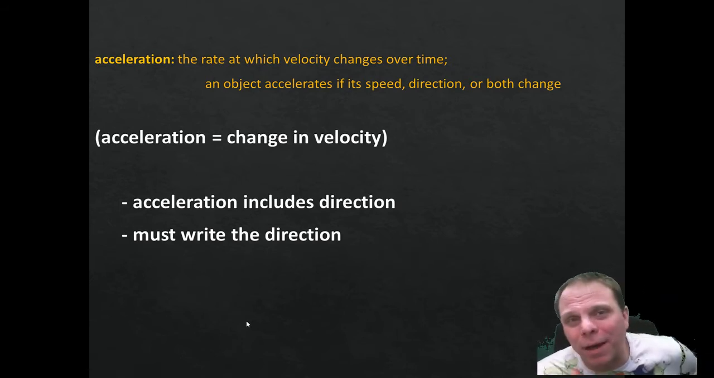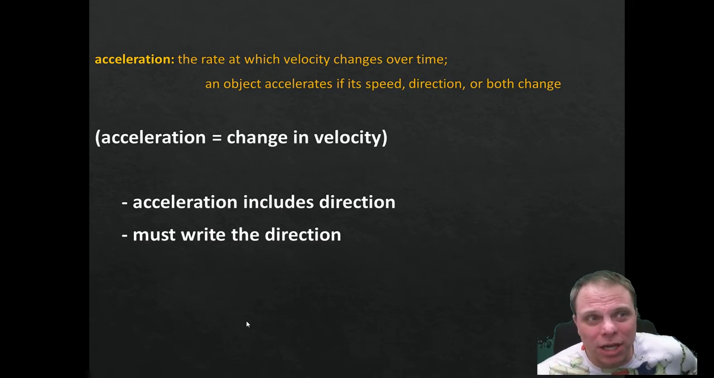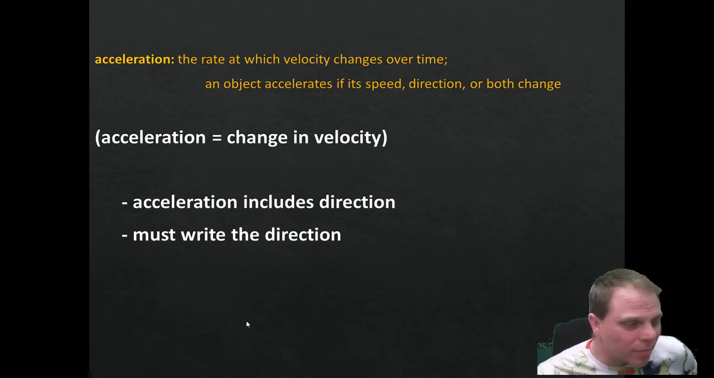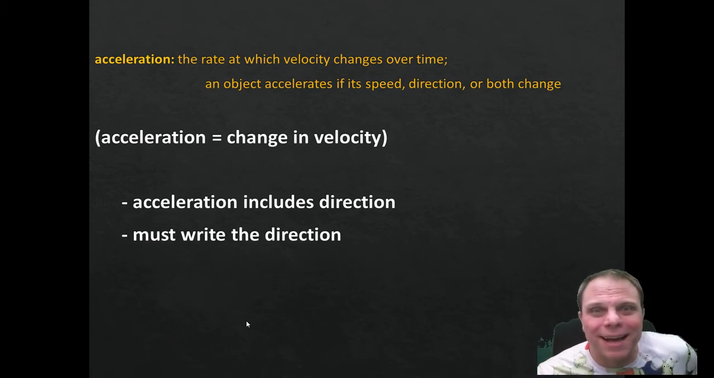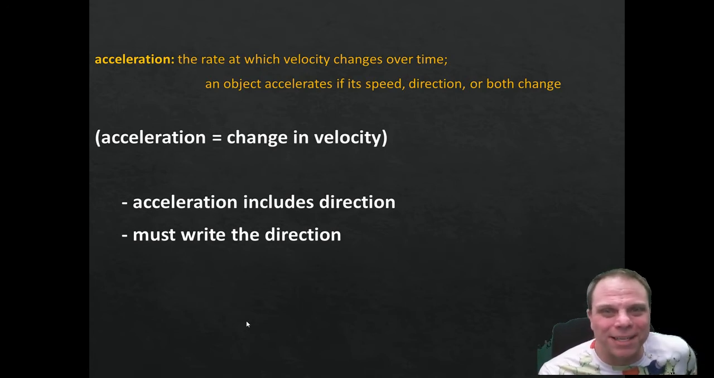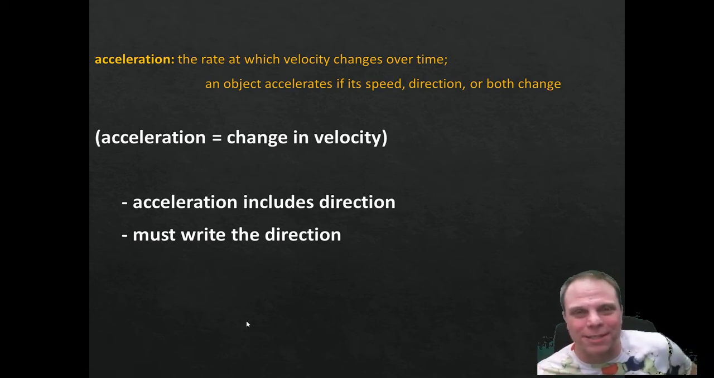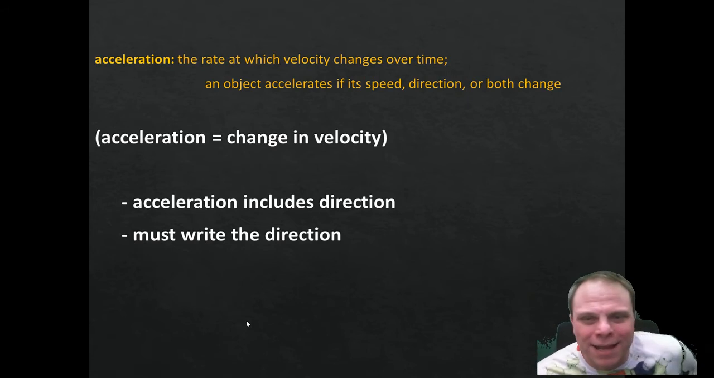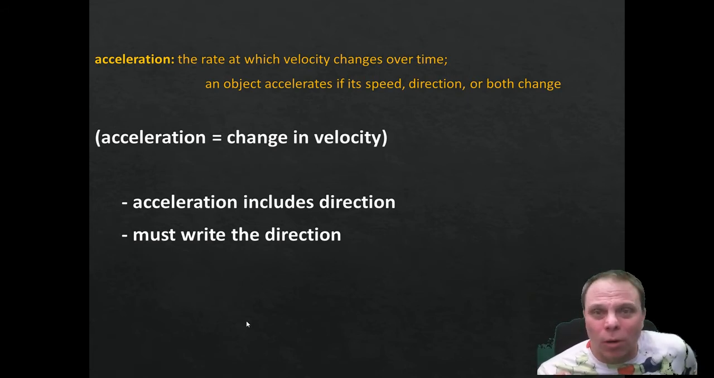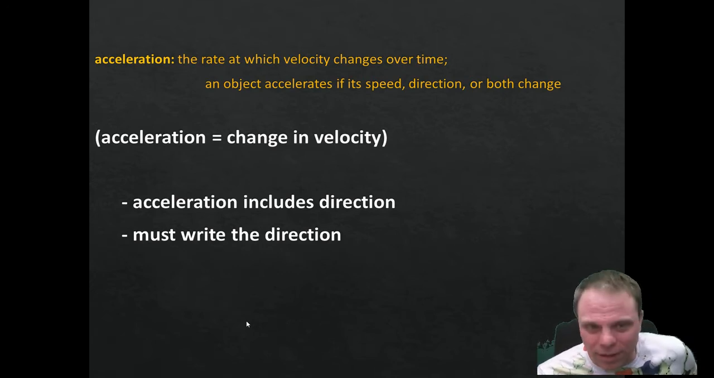Now, one of the cool things about acceleration is that if velocity changes based upon the direction changing, then you also have acceleration. So this is something that may blow your mind a little bit as you go further and further into it, especially as you talk about centripetal acceleration, some of the cool things that are involved with forces. It's just amazing stuff. But anyway, we're just going to hit the basics for right now, okay? So if an object changes its speed, its direction, or if it changes both, then you have an acceleration, okay?